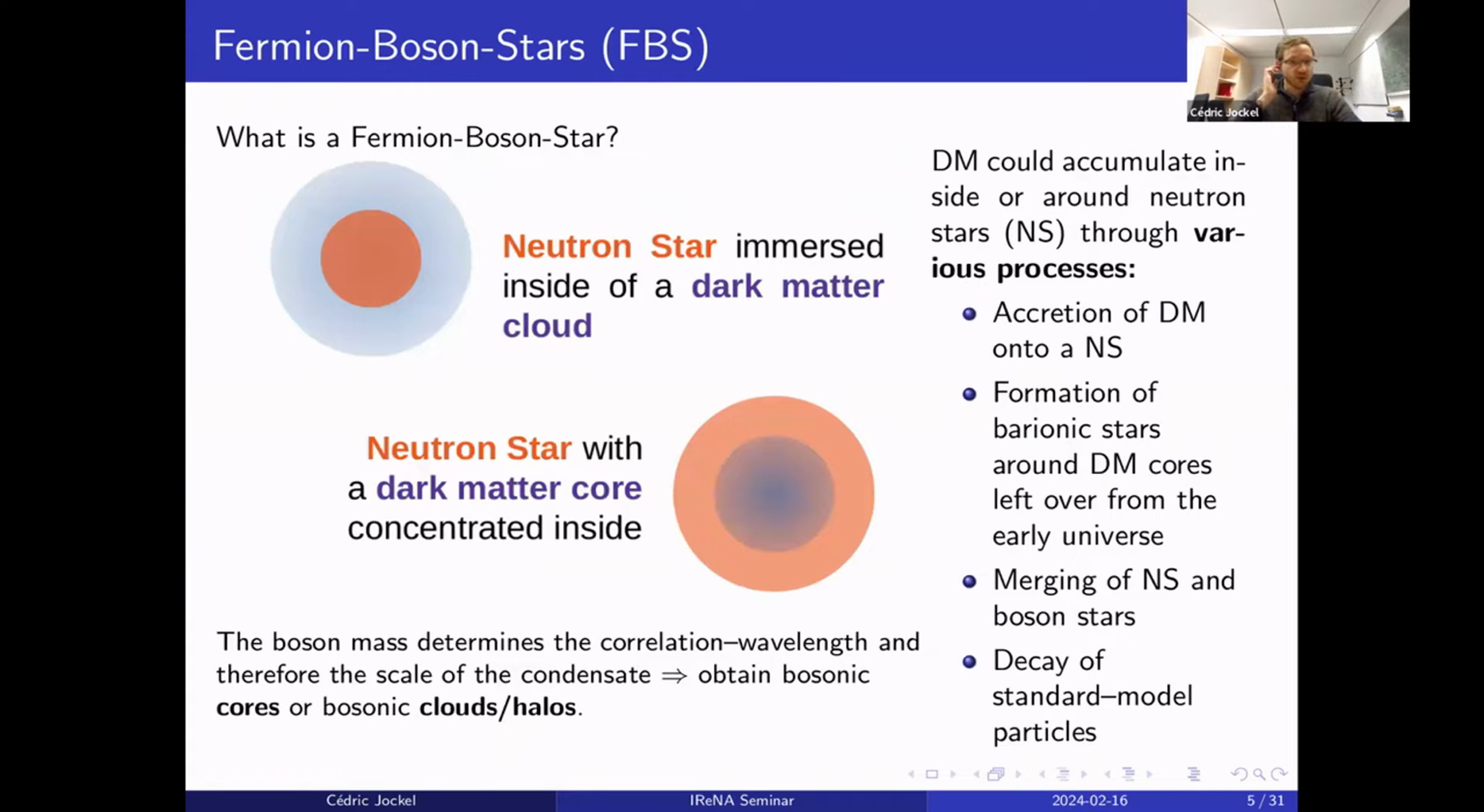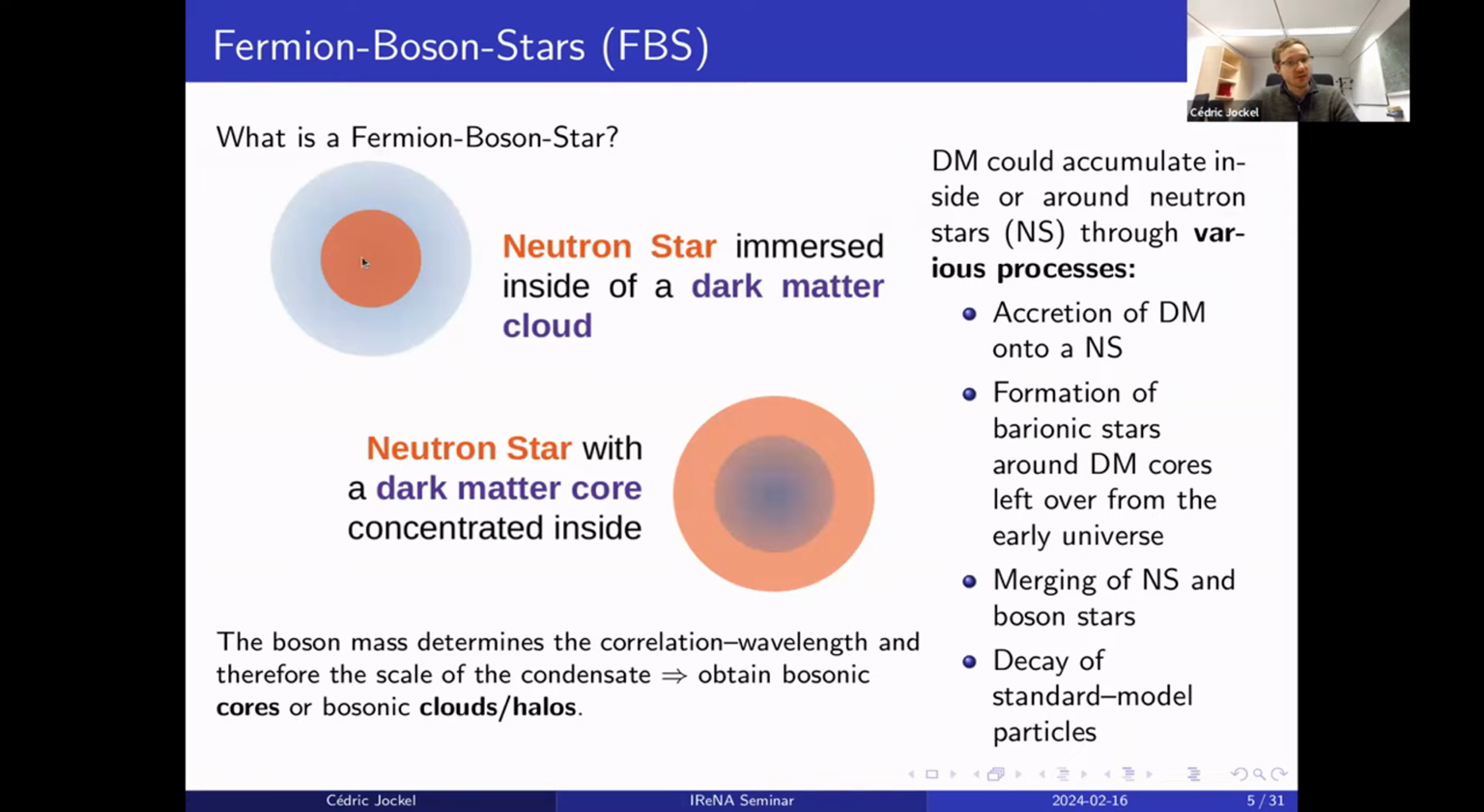So if we put both together, we get a so-called fermion boson star, because we have a bosonic dark matter, and we have the neutron star, which is made out of fermions mostly. And you can think of it really in those two ways. Either you have some neutron star in the center, and then around it you have a cloud or an accumulation of dark matter, which is just gravitationally bound somehow to the neutron star. Or maybe the dark matter accumulates inside of the neutron star, and then it just becomes a sort of core of dark matter, right?